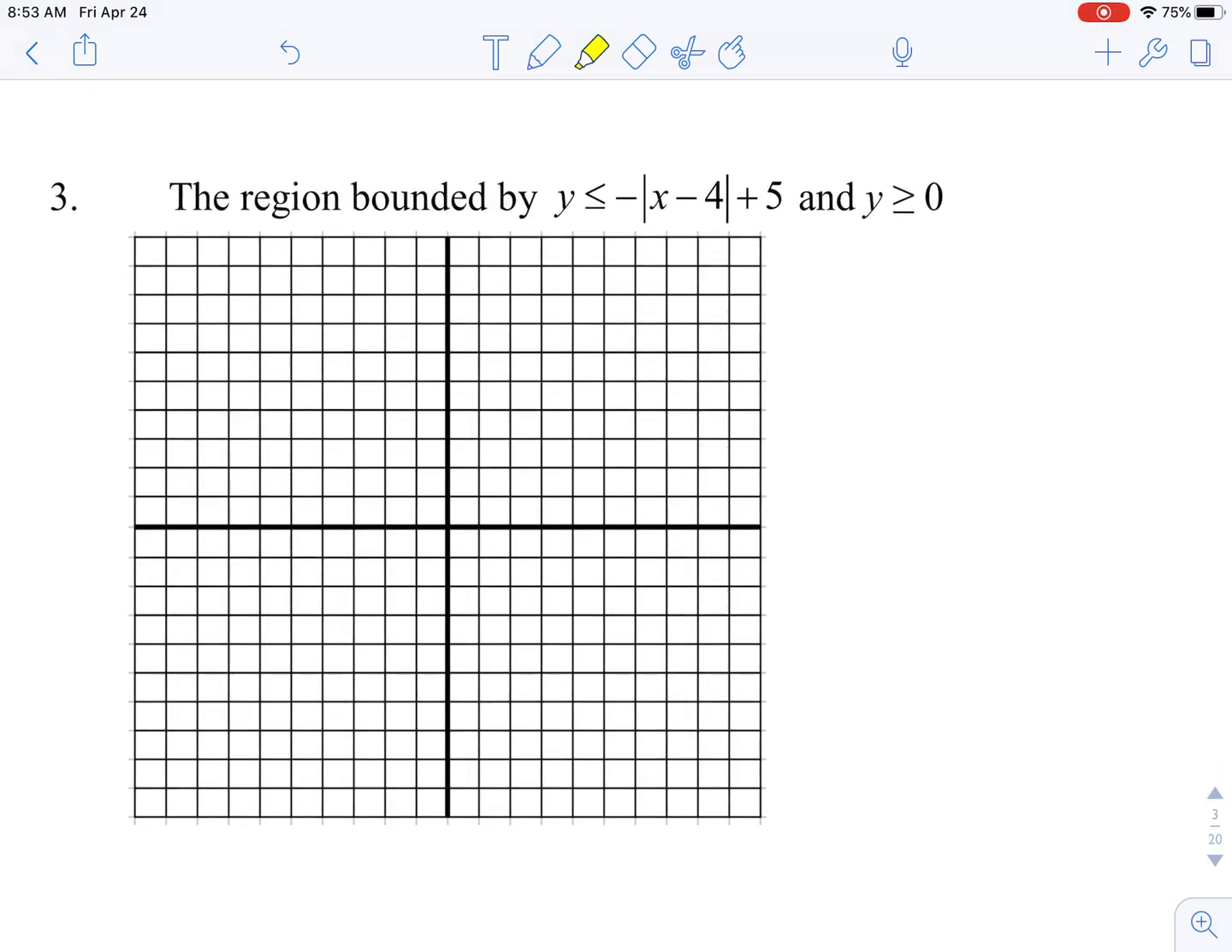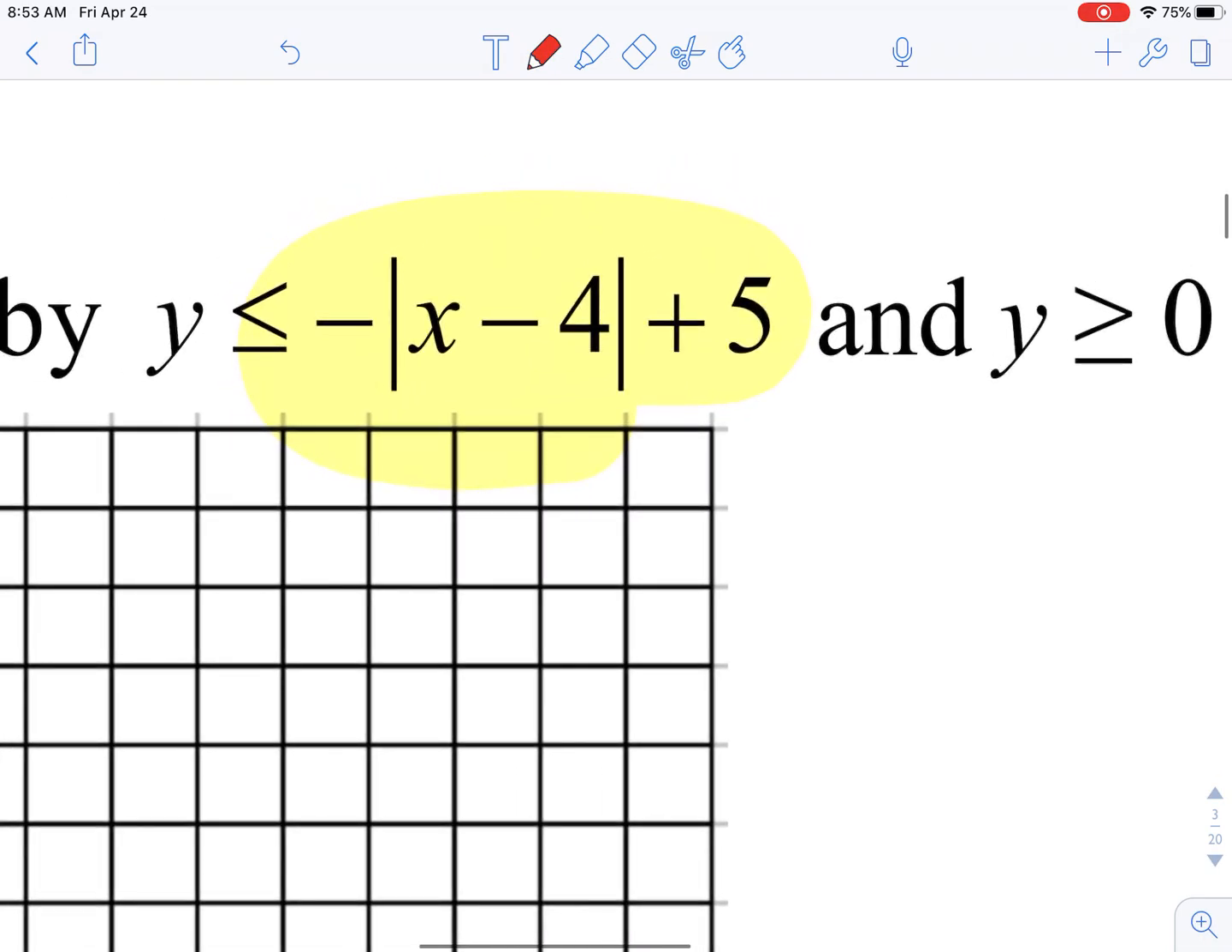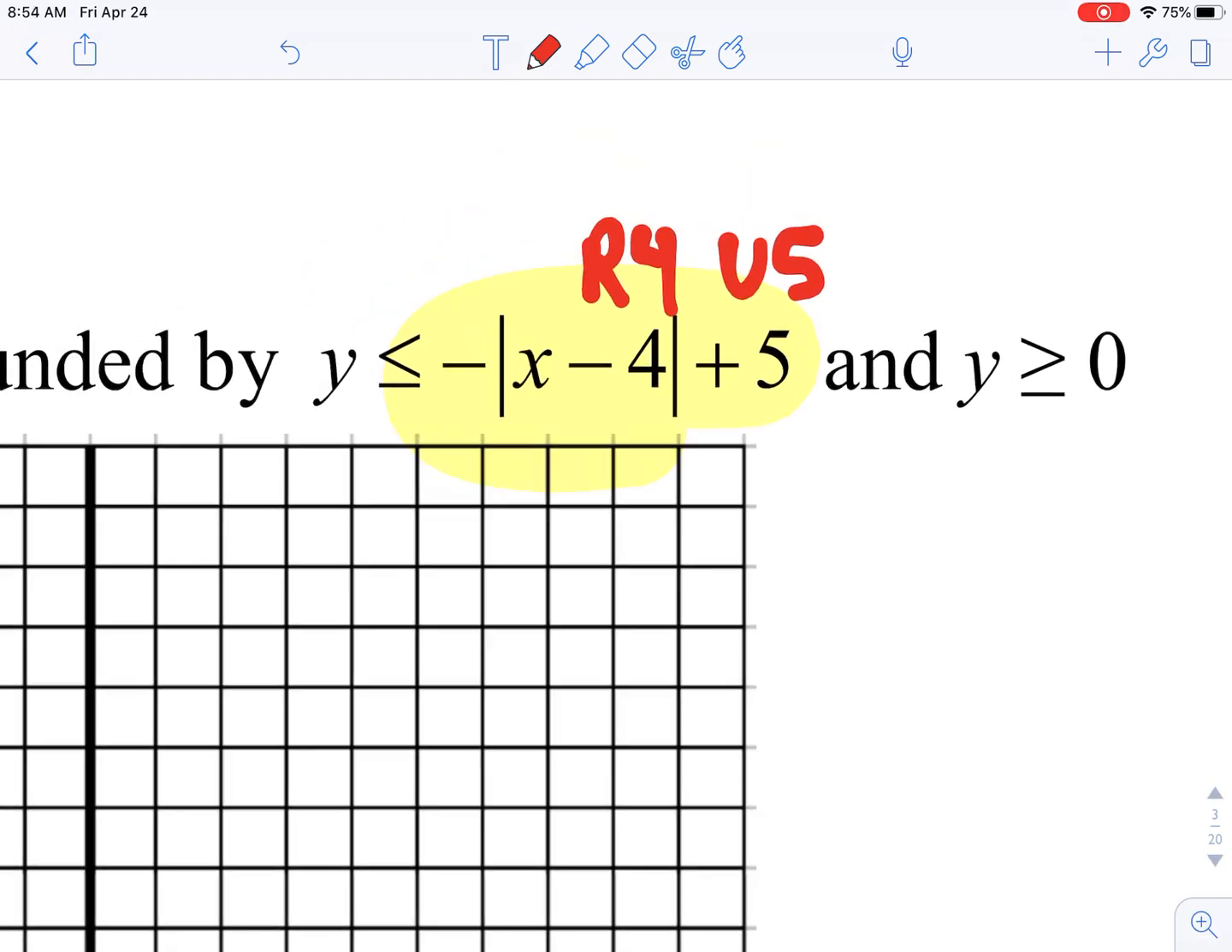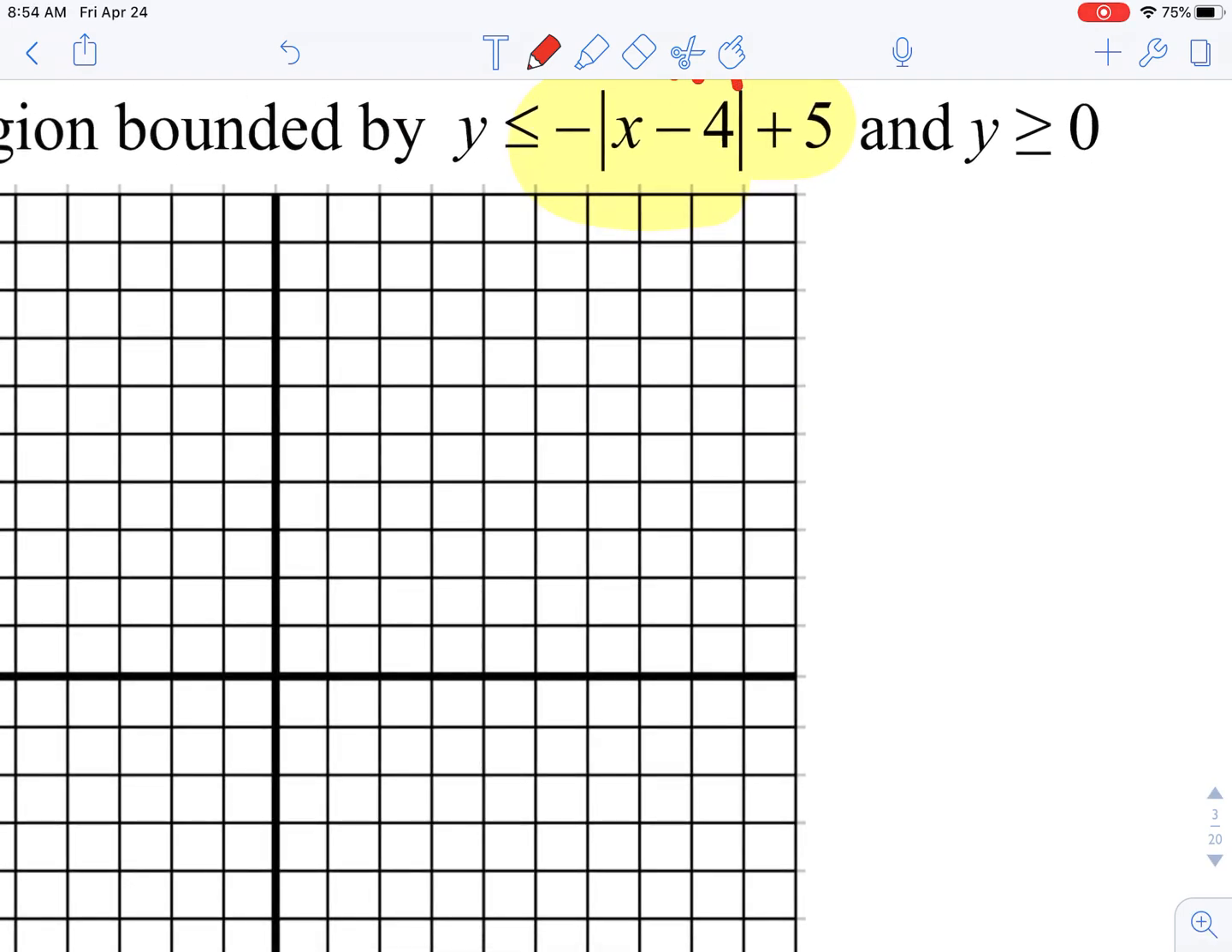Oh, this is from first semester. Do you remember how to graph absolute value? This is in our transformation form. Transformation form to find our vertex is right 4 and up 5. And it's a V-shaped graph, but it's going to be opening down.